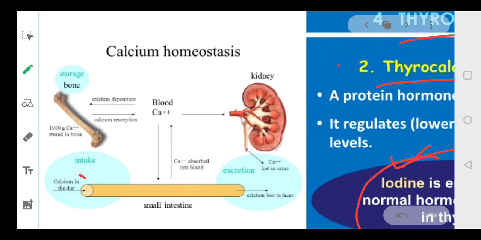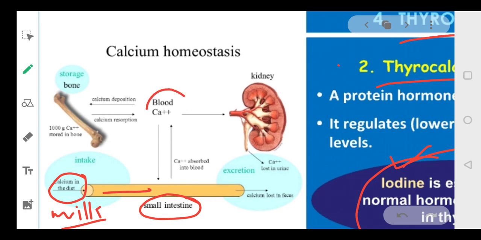Now suppose we are taking calcium in our diet, like the various food components. Can you tell me the various food components that contain calcium? Any idea? Right. So calcium is present in milk. The maximum quantity of calcium is present in milk. So when we eat these substances that contain calcium, that calcium will reach the small intestine, right? From the small intestine, the blood will absorb the calcium ions.